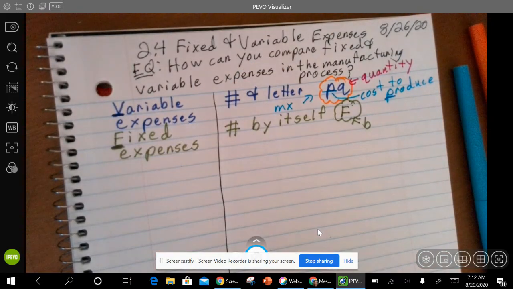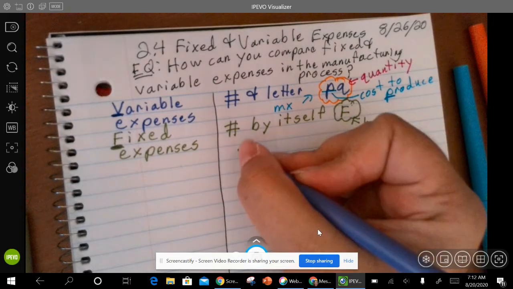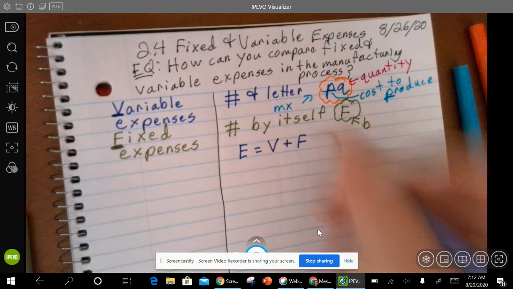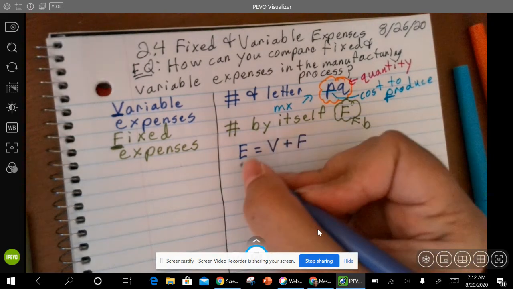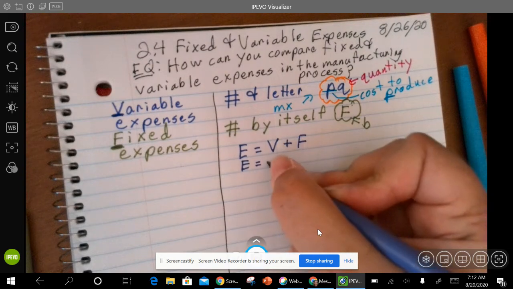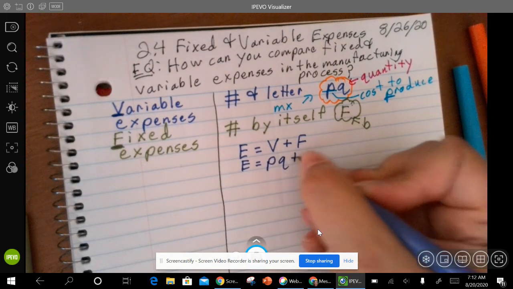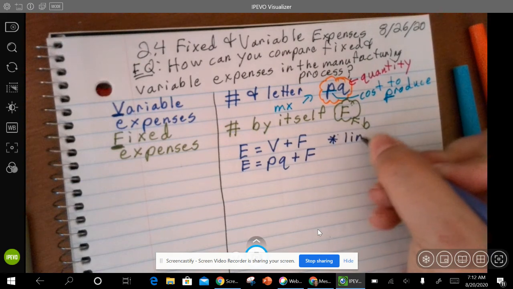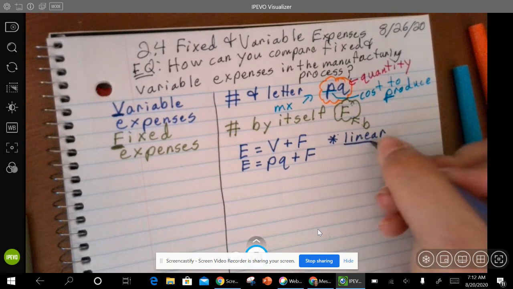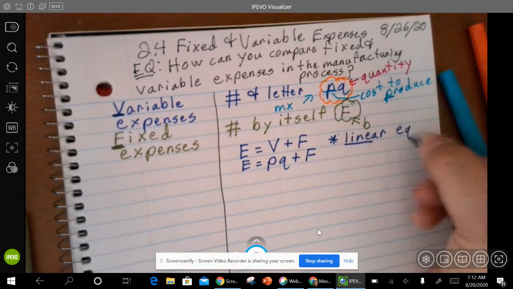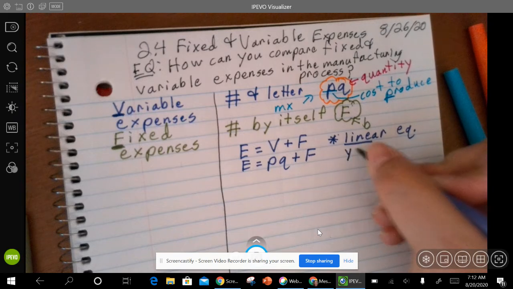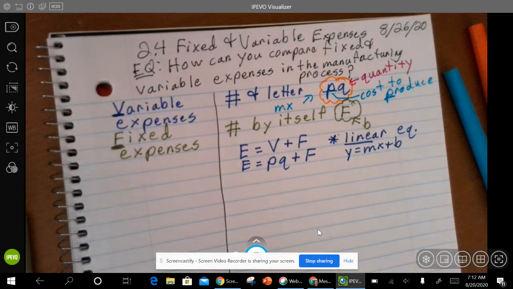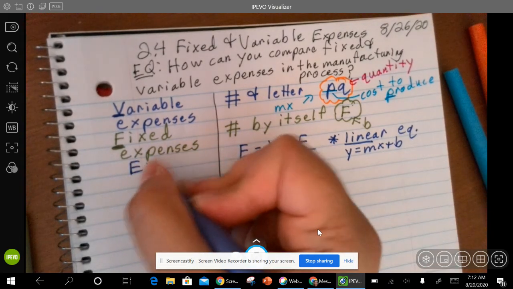So if we look at our expense equation, everybody, E is equal to the variable expenses plus our fixed cost, which we use as expenses equal to the cost to produce times the quantity plus the fixed. And it is going to be a linear equation. Remember, y is equal to mx plus b. We're doing the linear regression. So the expense function is a linear equation.